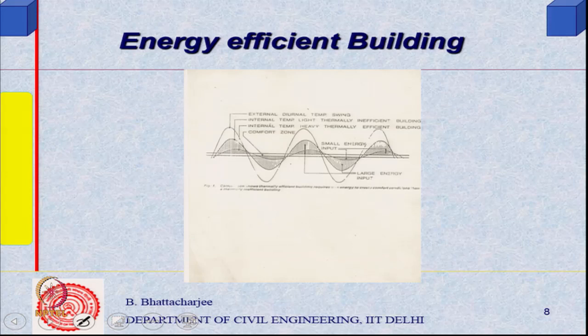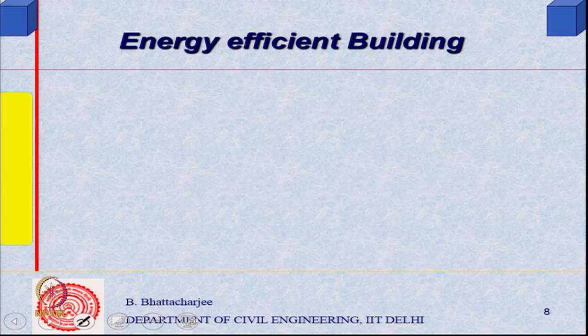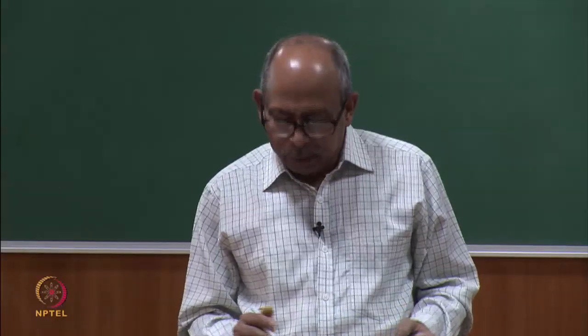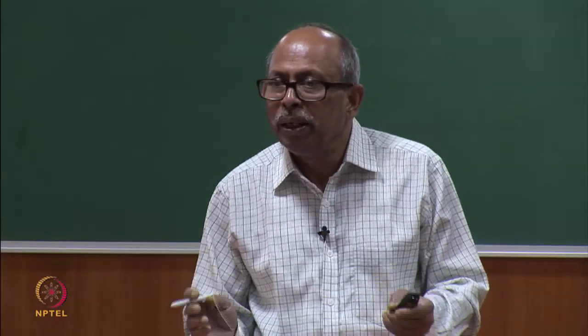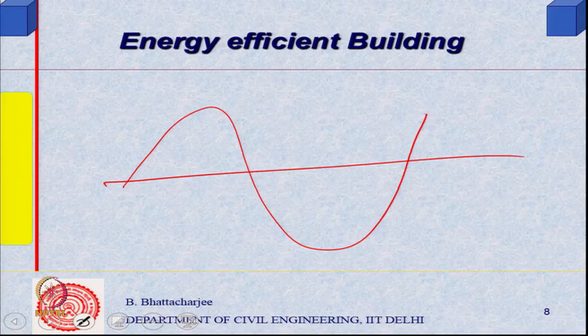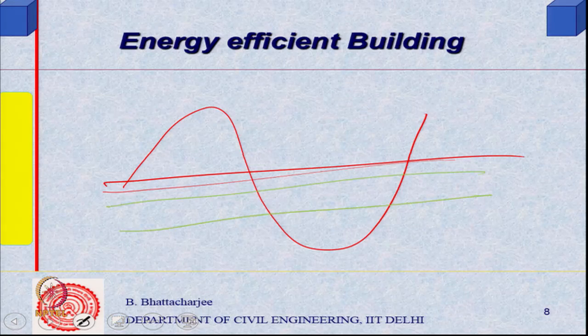Basically, if you look at it, let me draw it first of all. Natural variations could be something like this. You can take the diurnal variation, the daily variation of temperature. So, natural fluctuations of temperature or humidity, they fluctuate, they change, and your comfort condition might be somewhere in between, something like this.